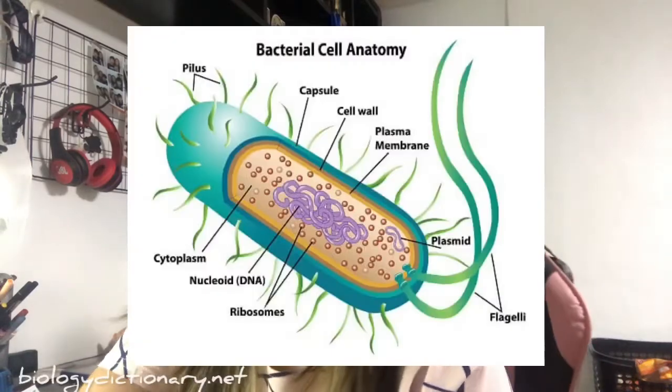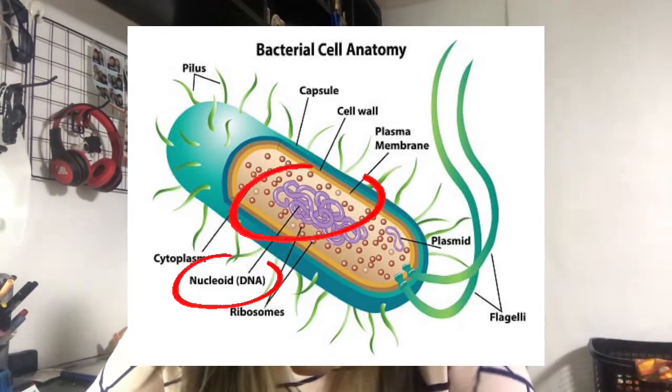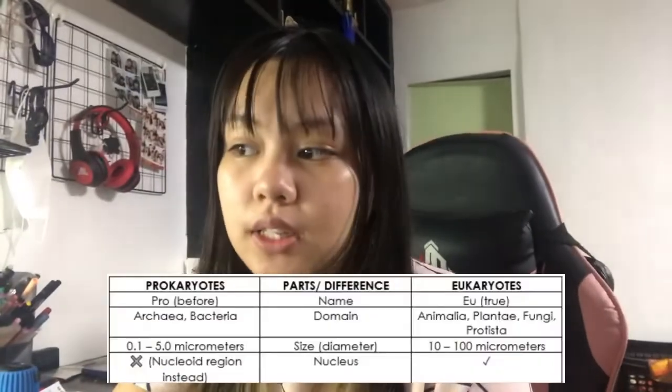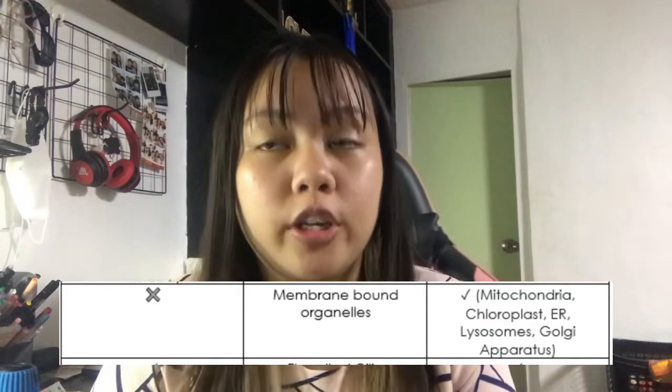And again, it does not have a nucleus. Instead, it does have a nucleoid region. So what is the nucleoid region? It is where the DNA in prokaryotic cells is located. It does contain proteins, enzymes, and RNA. This nucleoid lacks a membrane and is located within the cytoplasm. The prokaryotes do not have membrane-bound organelles, which I will expound on later for the eukaryotes.